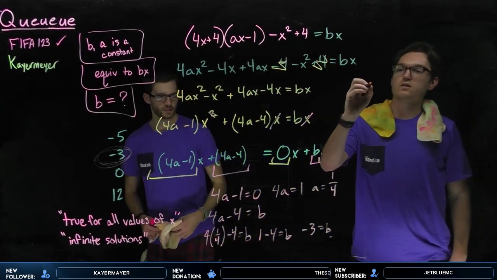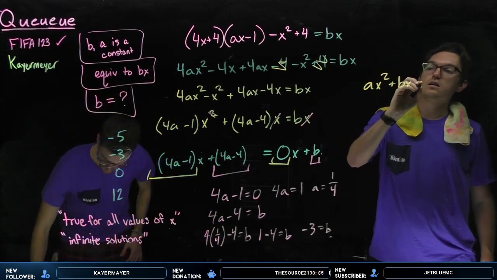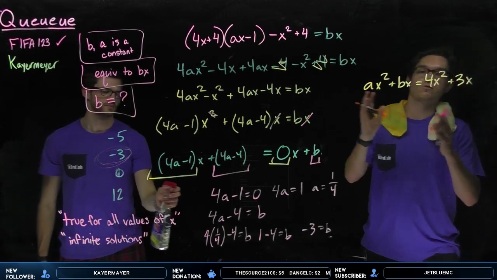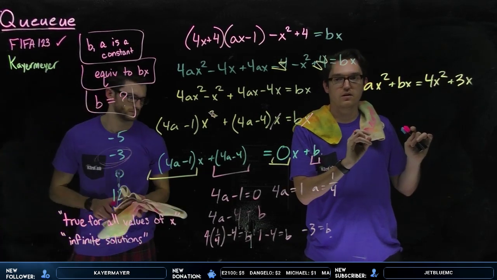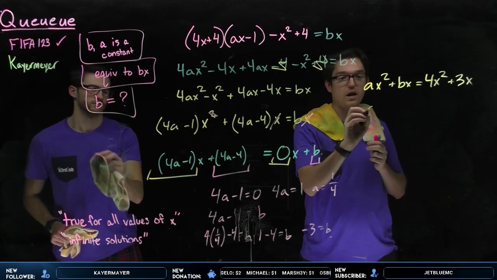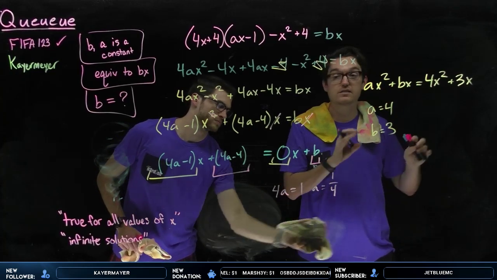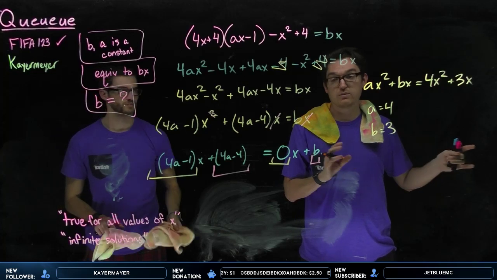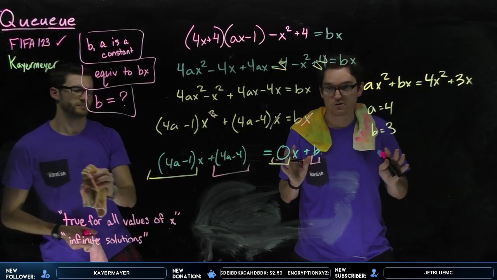If we had something like this, ax squared plus bx is equal to 4x squared plus 3x, and this was true for all values of x, we could look at this and say, if these are symmetrical, then a would match with 4 and b would match with 3. So therefore, a would be equal to 4, b would be equal to 3. If this works for all values of x, then both of these sides have to be the same thing. That's what I was showing you before with 5x plus 3 is equal to 5x plus 3. If two sides are the same thing, all values of x will be possible solutions. That's what I meant by that.